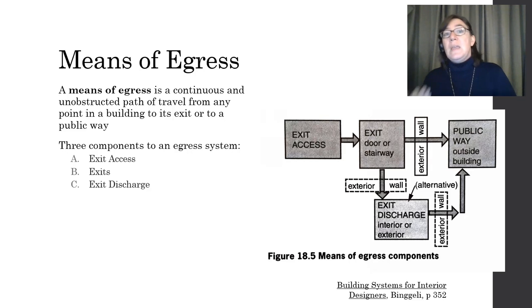So there are three code required components, or code defined components, to an egress system. And those are called exit access, the exit, and exit discharge. Let's take a closer look at these.